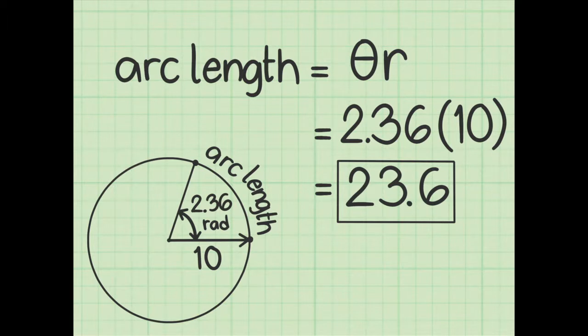There is a formula that relates the arc length to the radius and to the angle inside. Arc length will always equal the angle theta, which is the angle inside, times the radius. So in this example, we have an angle of 2.36 radians and a radius of 10. So when we multiply them together, we get the arc length.